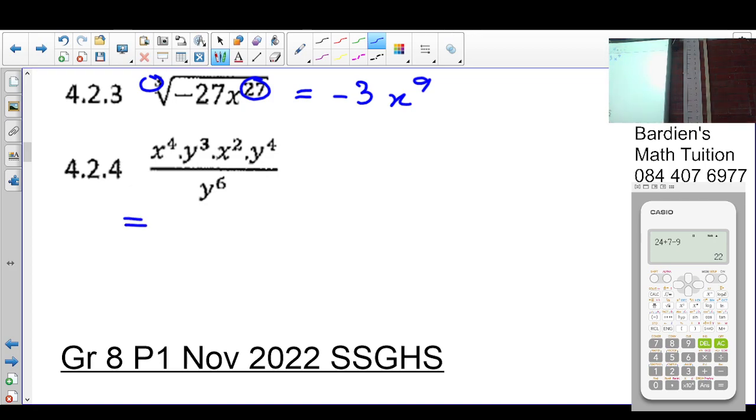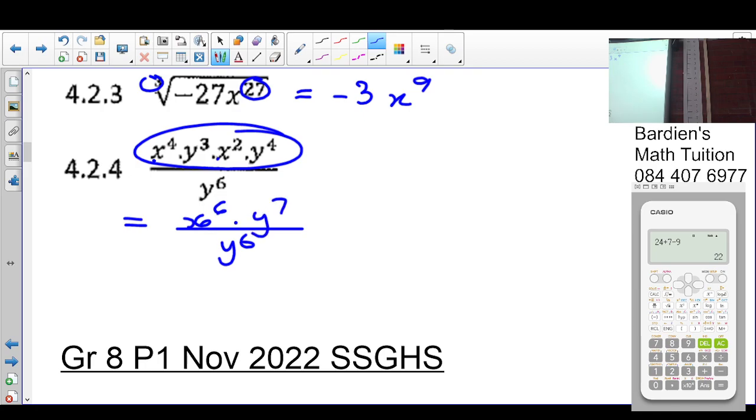Right, let's go to the next one. Let's sort out the top first. What are you doing there? Multiplying. So x to the 4 times y cubed times x squared times y to the 4 is what? x to the 6 times y to the 7. Where are there more y's, on top or at the bottom? Top. So x to the 6 remains on top. And y to the 7 minus 6 is 1, over 1. We could have gone from this straight into there, no problem. Is there any confusion?